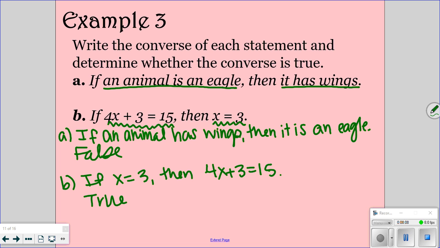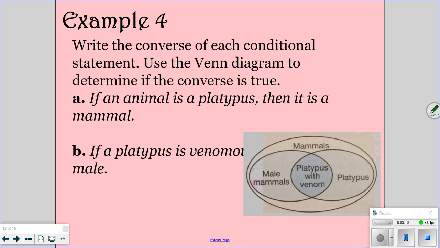Okay, looking at another example, they give you a Venn diagram because we probably don't know much about a platypus and a male mammal and a male platypus. So they tell you the information in the Venn diagram. So first we want to write the converse. So again, that's where you switch your hypothesis and your conclusion. So an animal is a platypus and it is a mammal. So what would the converse be?